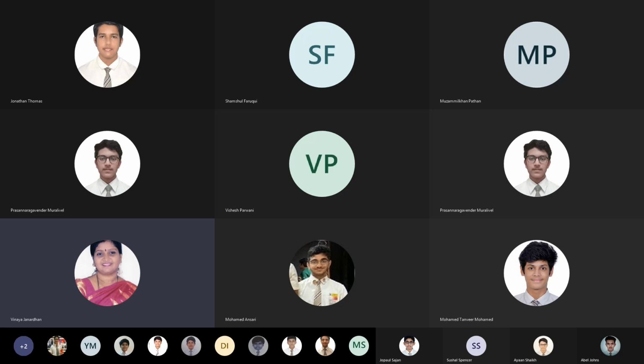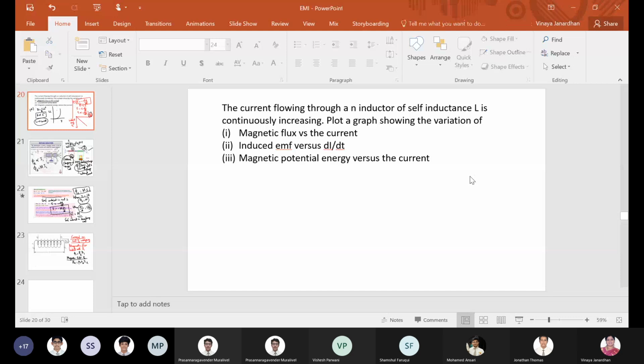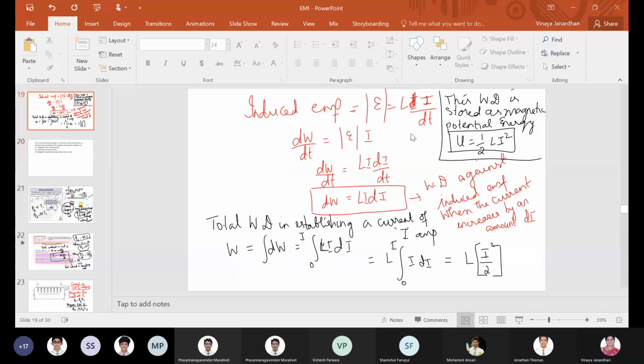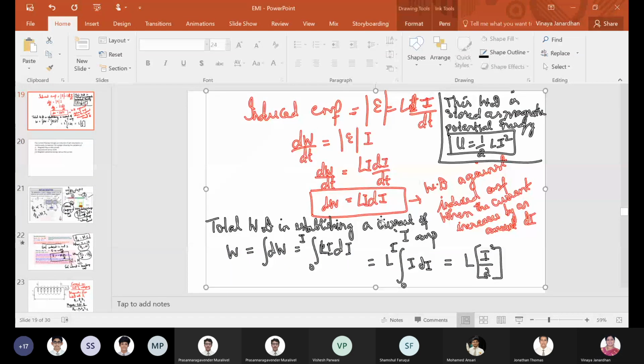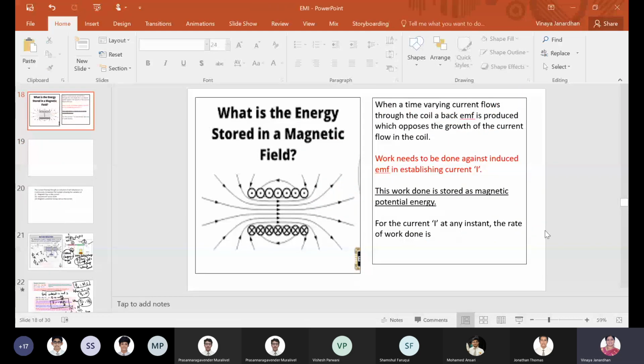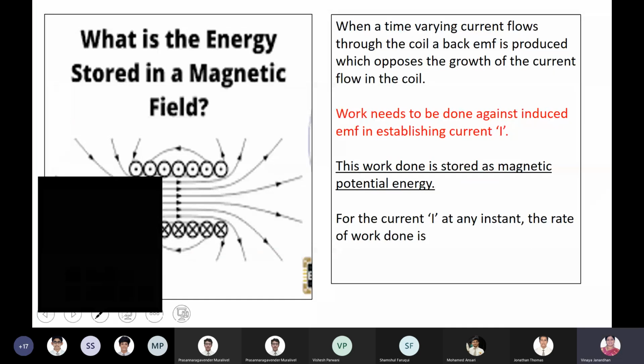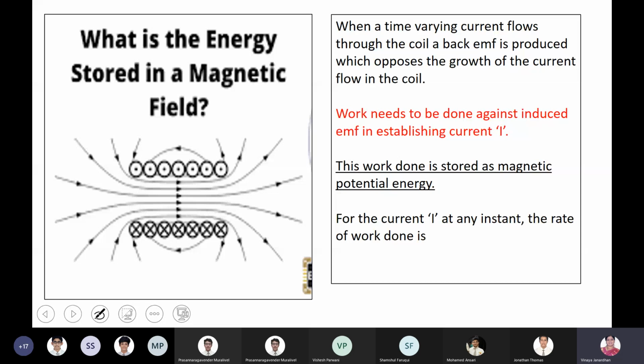So yesterday we just started with this, right? The magnetic potential energy stored in an inductance coil. Please write, boys. Magnetic potential energy in an inductance coil.